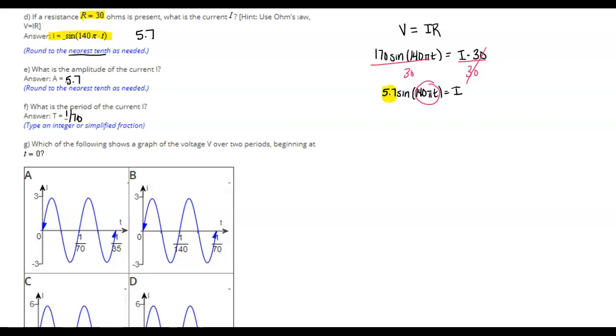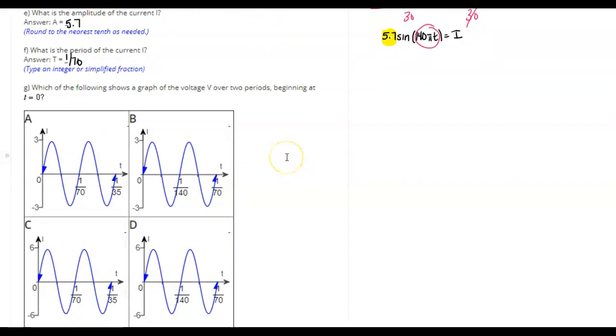Now it's just applying the fact that we know our amplitude is 5.7 and our period is 1/70th to find out, G, is it A, B, C, or D? Well, if we have an amplitude of 5.7, that means my peak is going to be at 5.7 and my valley is going to be at negative 5.7. So when we look at A, B, C, and D, A and B only go up close to 3. So it can't be A and it can't be B.